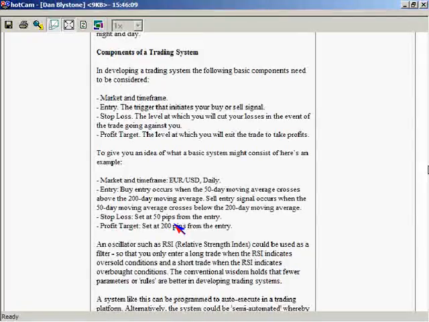An oscillator such as RSI, Relative Strength Index, could be used as a filter so that you only enter a long trade when RSI indicates oversold conditions and a short trade when the RSI indicates overbought conditions. Conventional wisdom holds that fewer parameters or rules are better in developing trading systems.